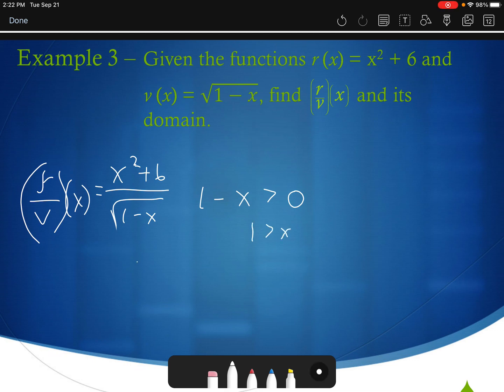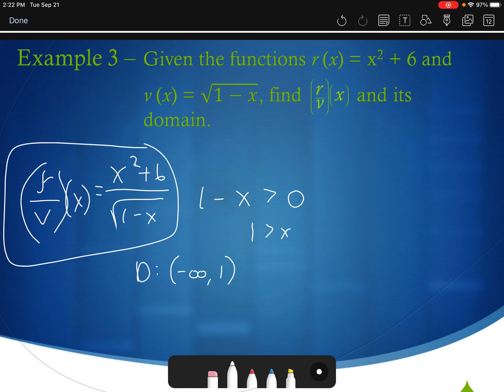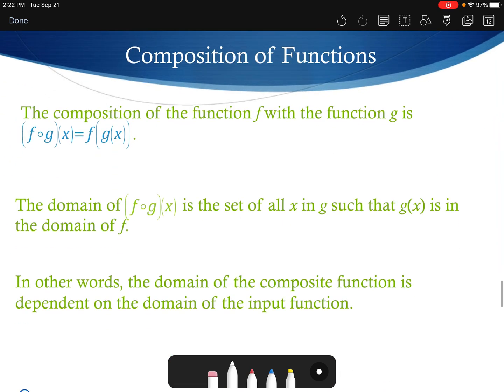So x is less than 1. So our domain then is negative infinity to 1. That's the only place this quotient will work, for x's in the domain from negative infinity to 1.